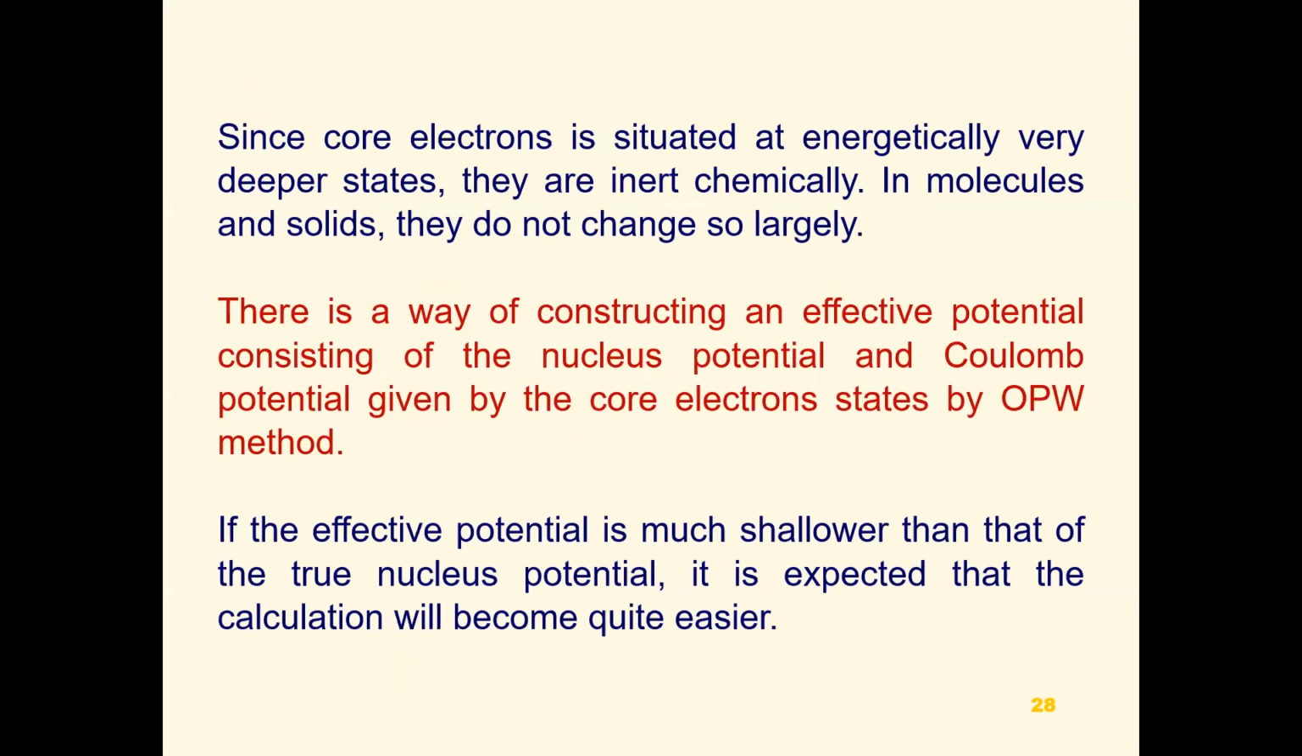Since core electrons are situated at energetically very deep states, they are chemically inert. So in molecules and solids, they do not change so largely. There is a way of constructing an effective potential consisting of the nucleus potential and the Coulomb potential given by the core electron states by using the OPW method. This effective potential is much shallower than the true nucleus potential, so it is expected that the calculation will become quite a bit easier.